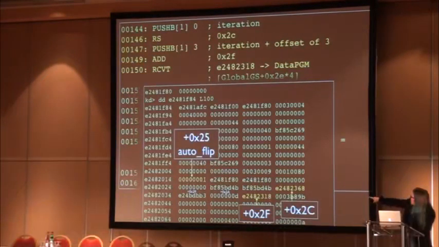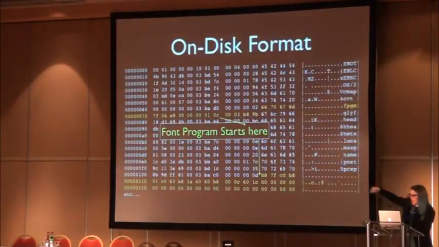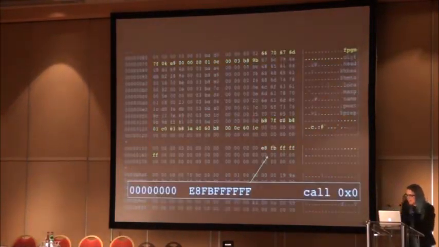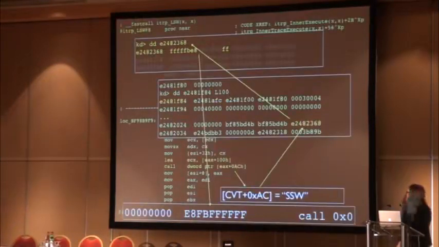basically it's taking that number out of the array, which points to where the original font program was in the font. The shellcode is about 80 bytes past the beginning of that, so it gets that pointer, adds 80 to it, and then writes it back on top of the function pointer to the SSW instruction, and then it calls SSW, and that jumps into the shellcode. Ta-da!